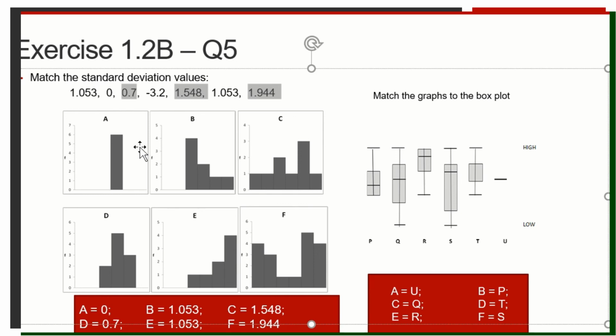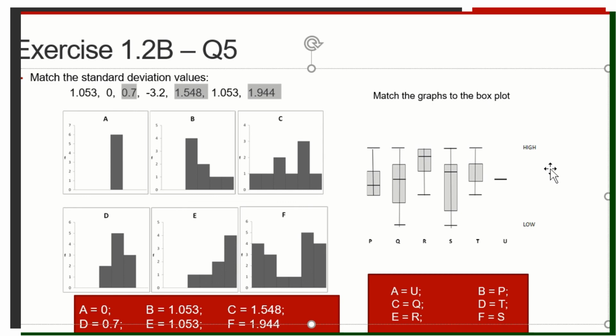Now, histograms B and E, the box plots must look similar. The two box plots that look similar are P and R. Understand? So you look at the shape. This is small to big, right? So like that, correct? So B is P. E is R. Understand? Okay? Low to high, small to big. Don't forget to look at that.